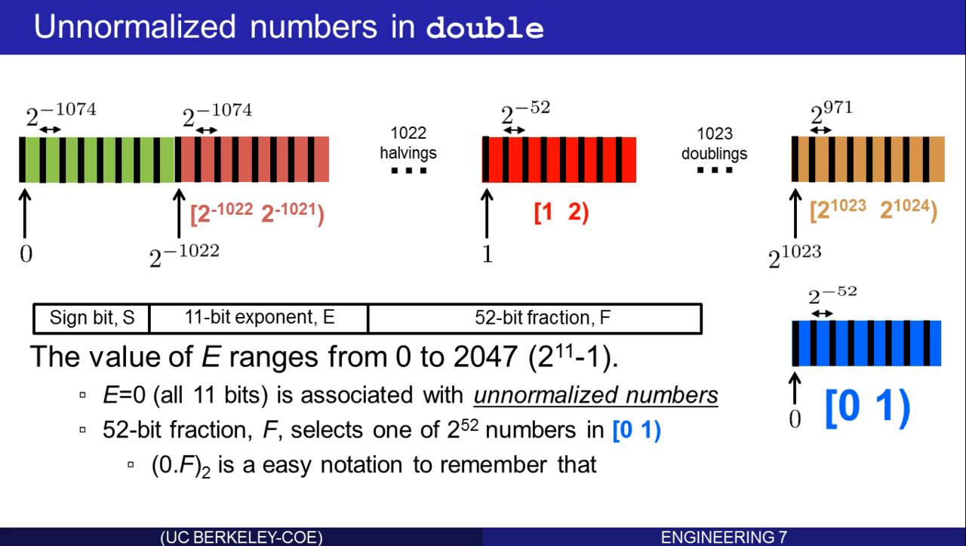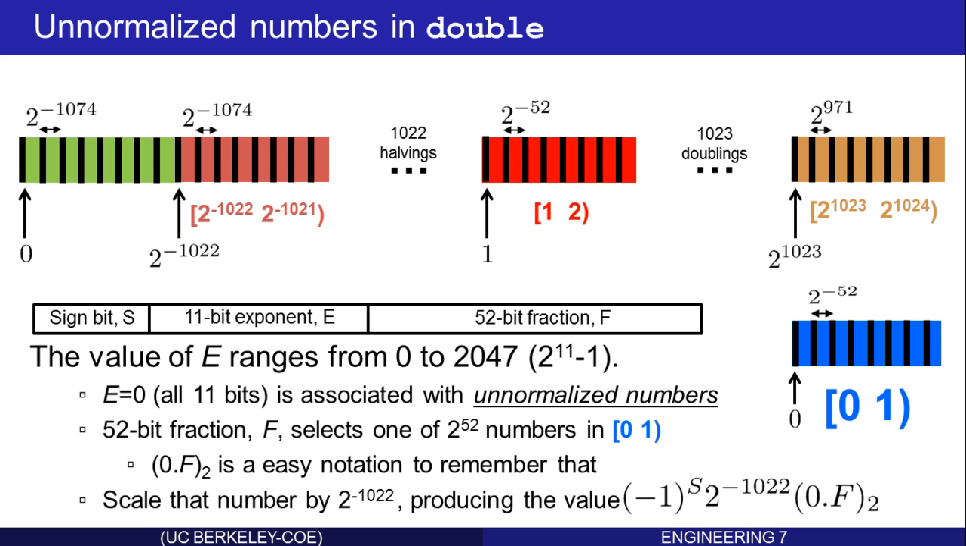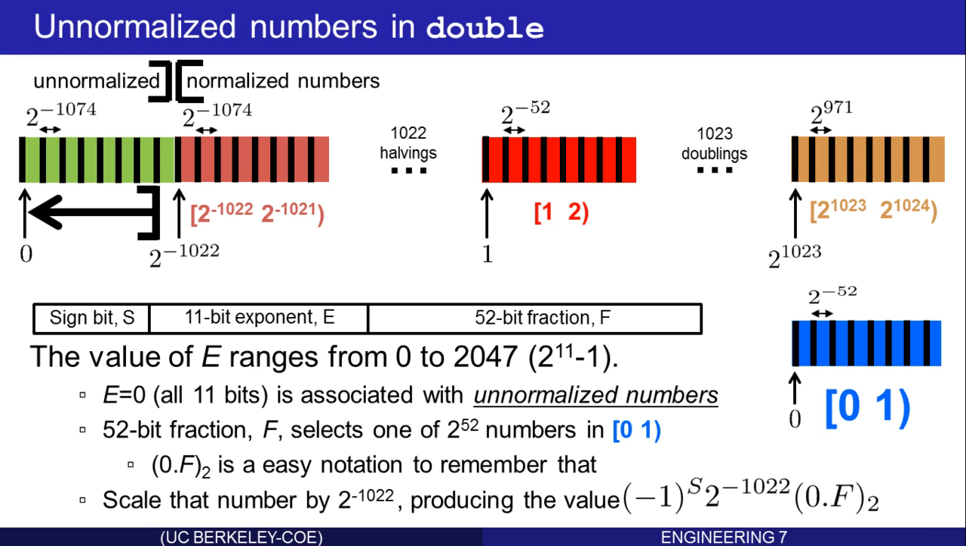0.f, base 2, is a notation for one of those numbers. Then scale that number by 2^-1022. That scaling squeezes the blue interval from 0 to 1 all the way to the green interval. Add the effect of the sign bit, and this gives the value of the representation of this number. So this is relevant when e is all zeros. It precisely gives all the numbers in the green box, the unnormalized numbers, 2^52 of them, simply by selection of the fraction bits. The exponent is already built in, at 2^-1022. So the unnormalized numbers fall in the green interval, and the normalized numbers fall in all intervals to the right of that.